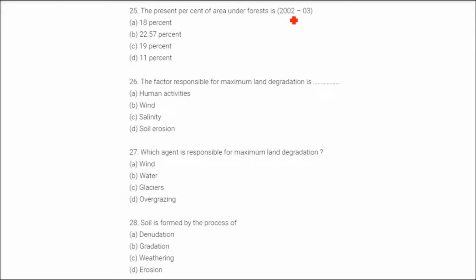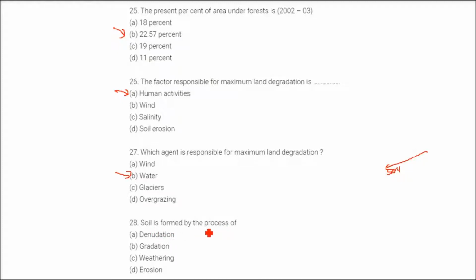The present percent of area under forests, we just talked about this, answer is B, 22.57%. The factor responsible for maximum land degradation is human activities. Then we have, which agent is responsible for maximum land degradation? The answer is water. Wherever water goes, it has speed and it has the ability to attract the soil, and then it takes the soil with itself. That is soil erosion it causes.